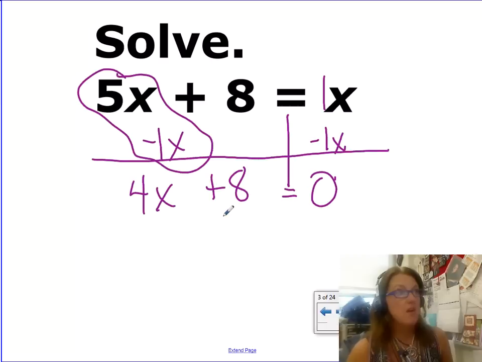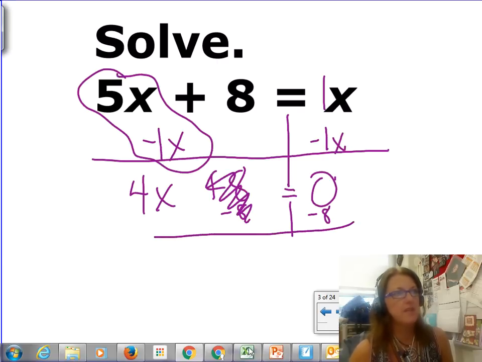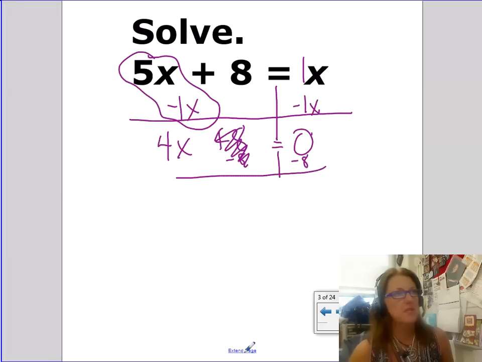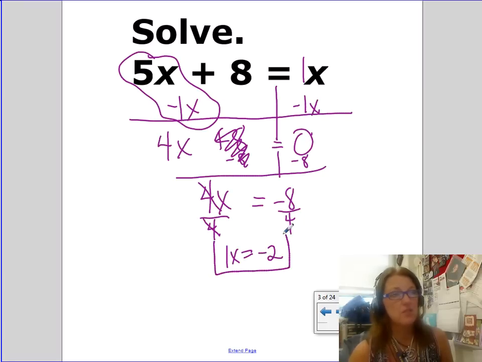Now go ahead and solve. Okay. I have to subtract 8 from each side to undo this guy. Blasting that away. Let me get my screen extended so you can see around my big fat head. This is negative 8. Now divide by 4 so that I get my x variable by itself. That gives me a 1x, exactly what I wanted. And this gives me a negative 2.